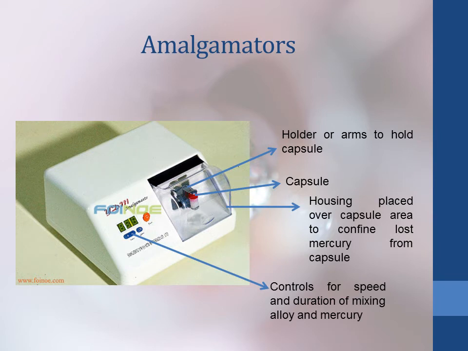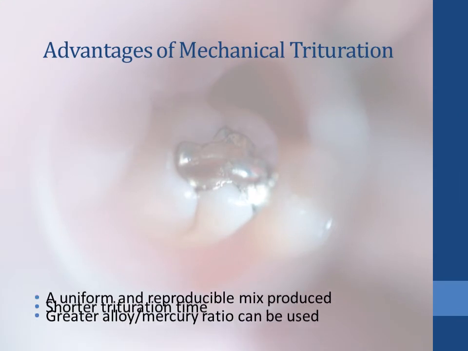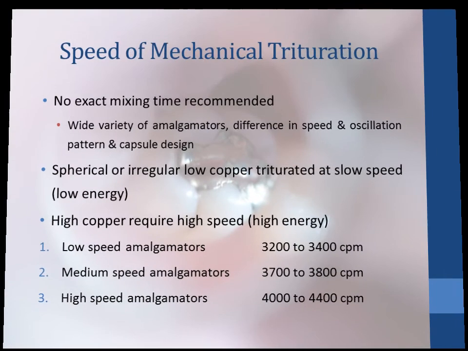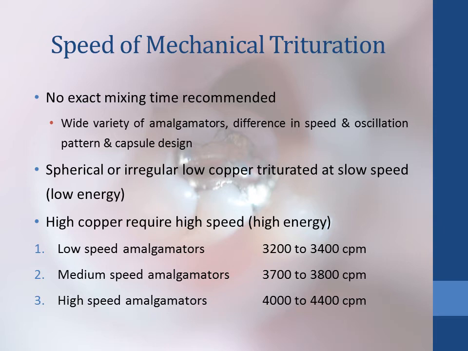So we won't go into the details of amalgamators, but you just have to know it's a device used for mechanical trituration or mixing of the amalgam silver alloy and mercury. Advantages: uniform and reproducible mix produced, shorter trituration time, greater alloy mercury ratio can be used. There are different variables in the mechanical trituration like the speed and the oscillation. But like I said, you don't have to go into the detail. You just have to know that there are two kinds of trituration, the manual and the mechanical, and just a few lines about how they're both carried out.